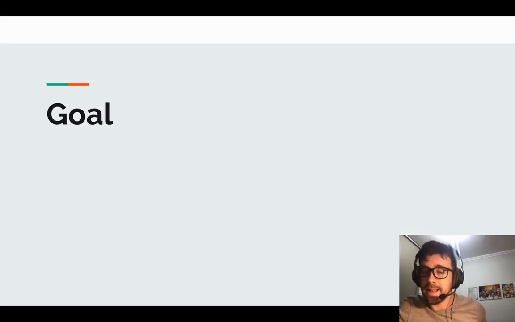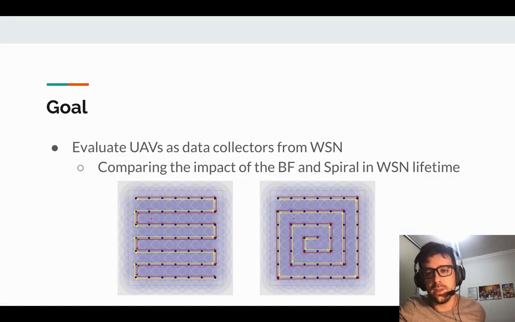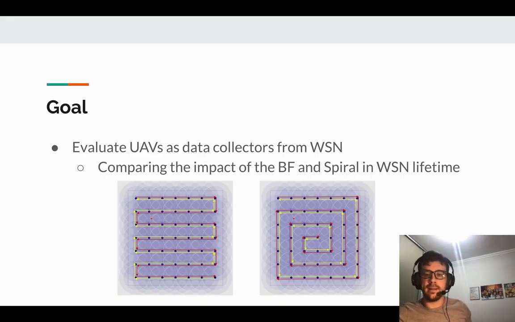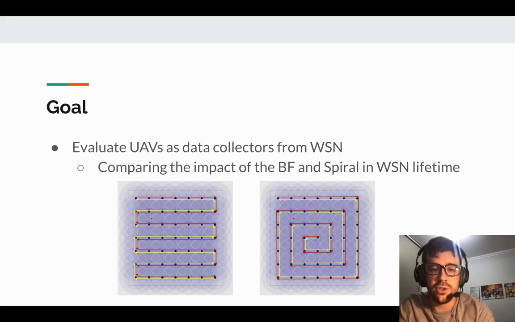Well, I can say that the goal of this work is to evaluate the use of UAVs as data collectors from the WSN, comparing the impact of back and forth and spiral path planning on the battery discharge of the sensor nodes and, of course, consequently on the network lifetime.